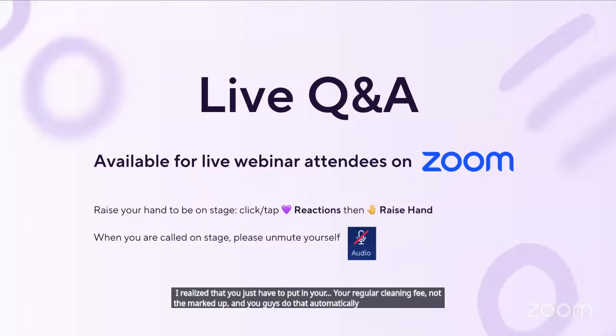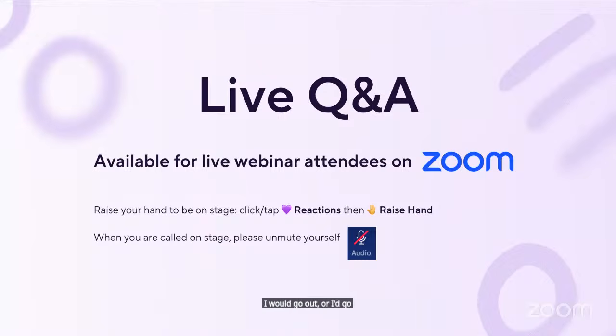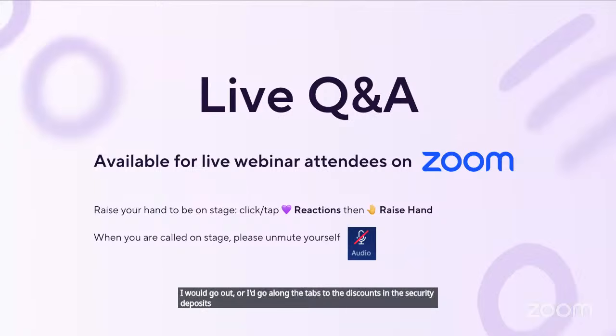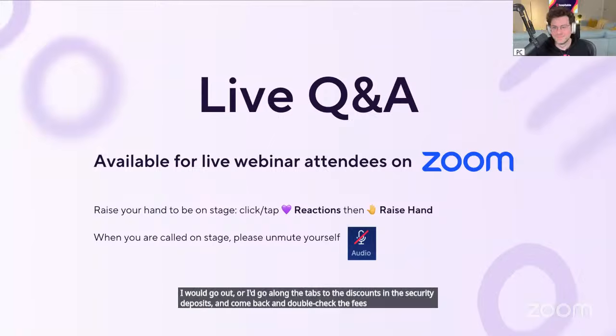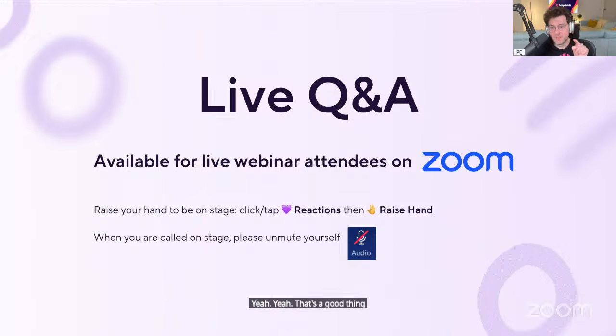But then it wasn't saving for me. I would go out, or I'd go along the tabs to the discounts and the security deposits and come back and double check the fees, and it would revert back. It wouldn't save. Yeah. That's a good thing. Do you have a save button on the top?